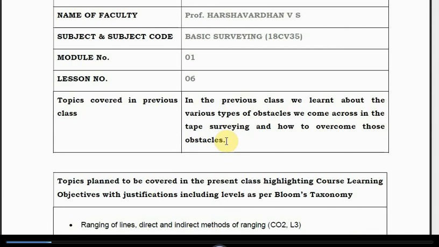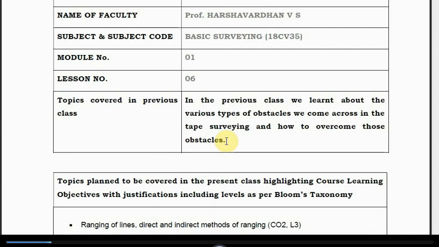Next category is obstacle to chaining. That is, you cannot measure the distance from first point to the last point. An example is a lake. You cannot measure distance from one end of the lake to the other end of the lake. So there is an obstacle to chaining or taping.